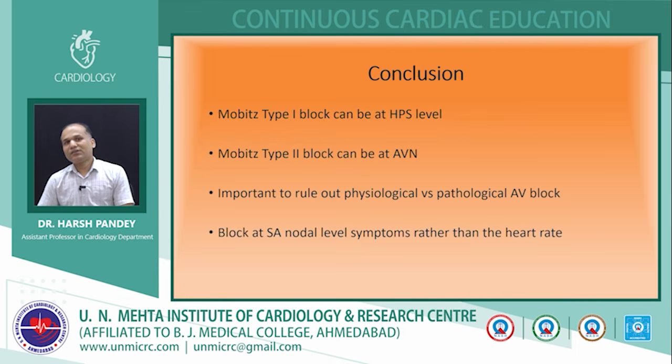So, concluding the first part of this lecture, Mobitz type 1 AV block can happen at the level of the His-Purkinje system. Mobitz type 2 AV block can happen at the level of the AV node. It is important to rule out the physiological causes of AV block versus the pathological causes of AV block. If the block happens at the level of the SA node, it is important to determine and assess the symptoms, which are more important to assess for the pacemaker.